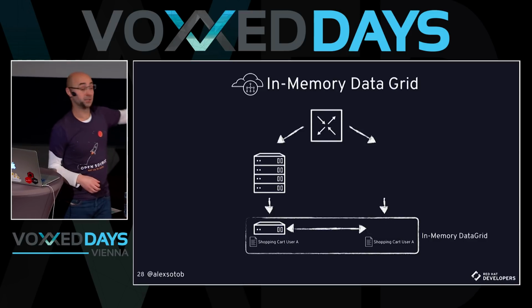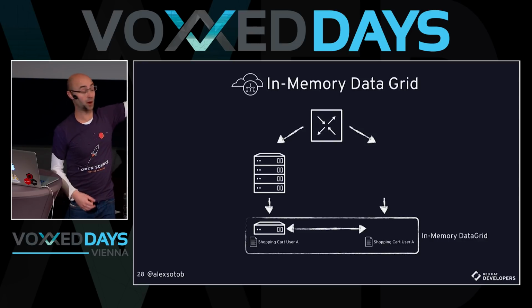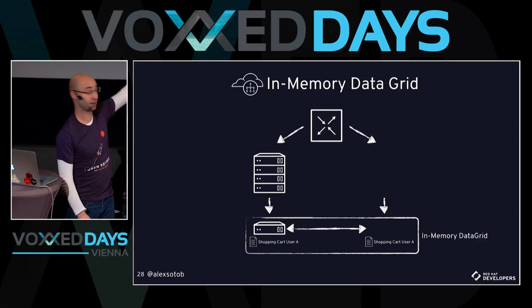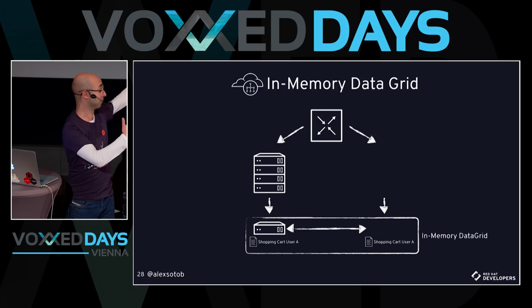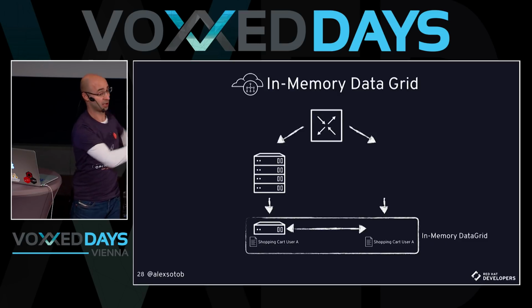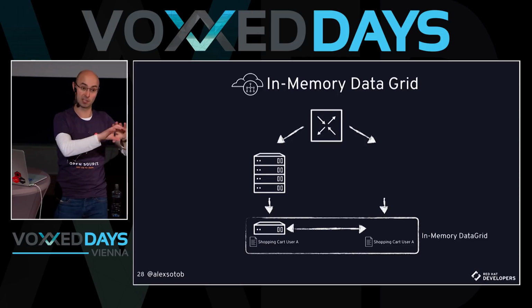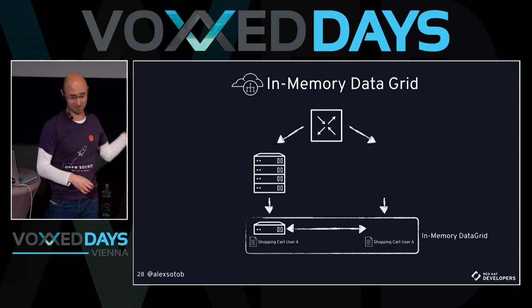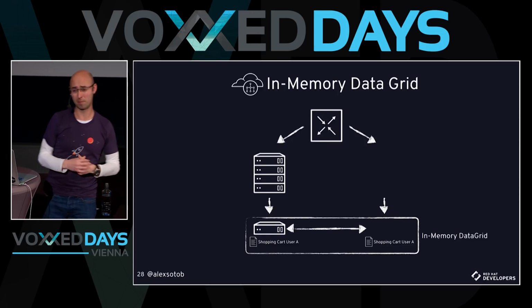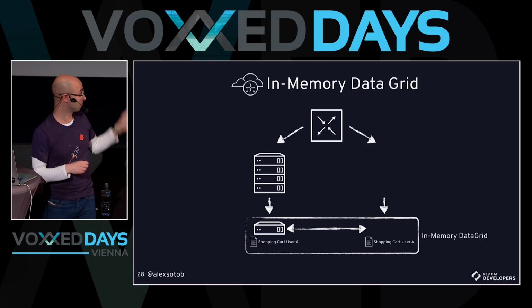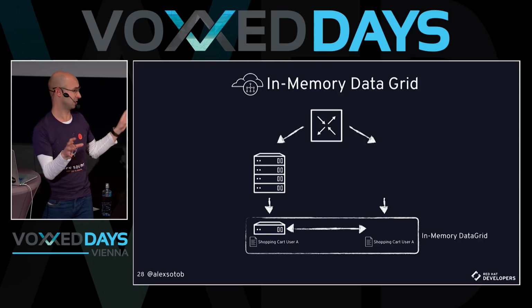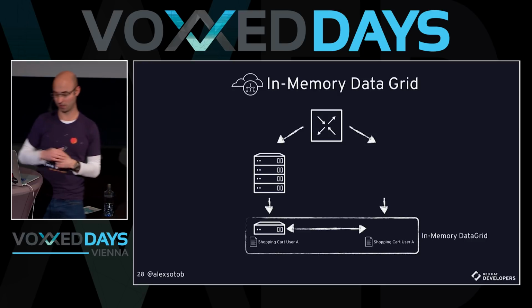If this goes down, it doesn't matter. The load balancer will say, okay, meanwhile the new node is not up and running, I will redirect all the traffic to the other node. And it doesn't matter if your session was in service A or service B, because this in-memory data grid maintains the state across all the cluster. And I think that one of the best in-memory data grids is Infinispan, which integrates very well with Kubernetes.